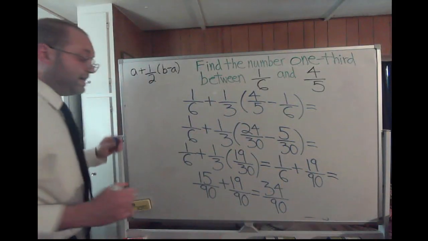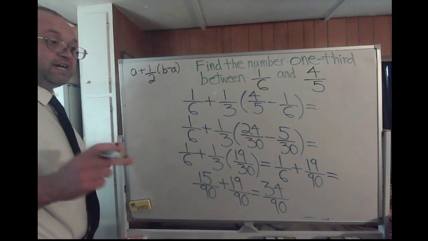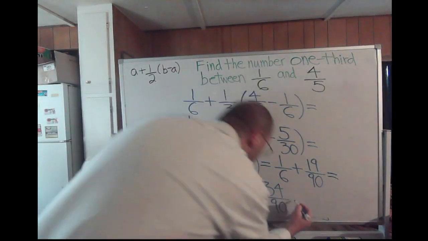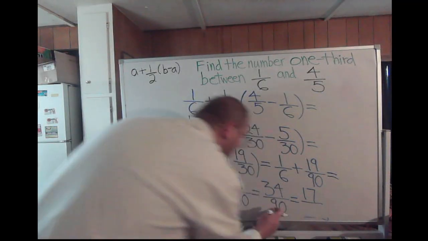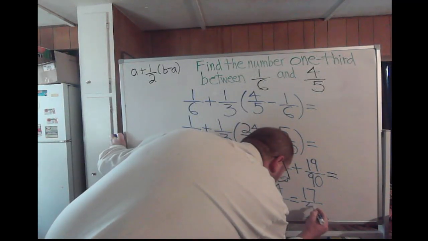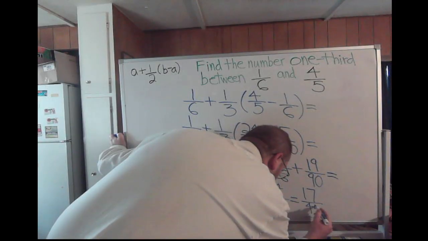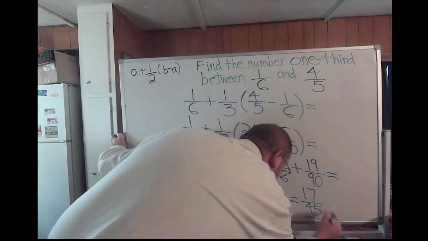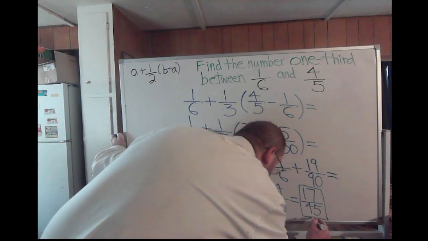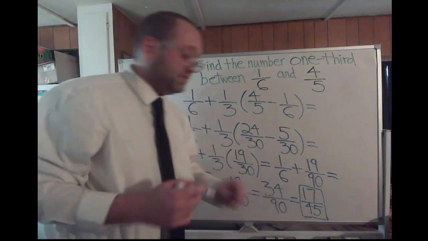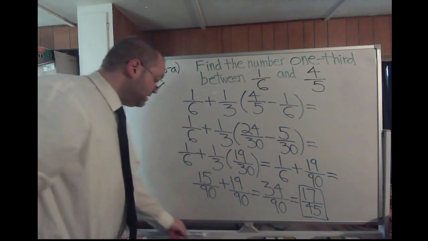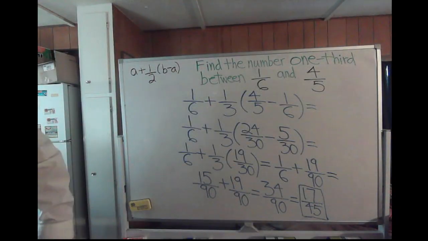Which, 34/90, they both have a common factor of 2 between them. So if you divide 34 by 2, you get 17. Divide 90 by 2, you get 45. So the answer you would get for the number that is 1/3 of the way between 1/6 and 4/5 would be 17/45. That number ends up being 1/3 of the way between them.